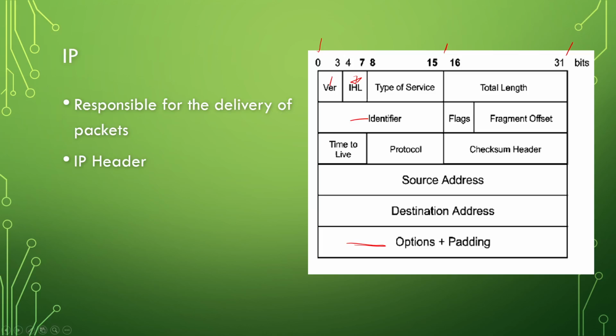We have fragment offset, which is used in case of fragmentation and used to reassemble the datagram. That makes sense? Time to live, or TTL. This is to ensure that undelivered datagrams are eventually discarded.